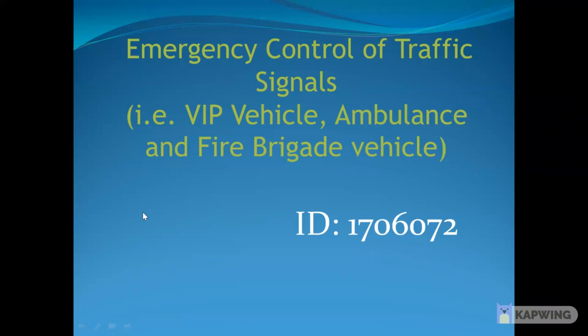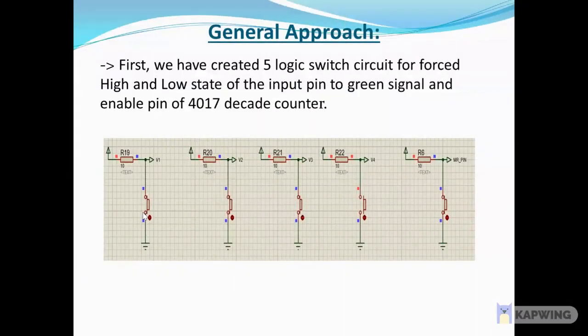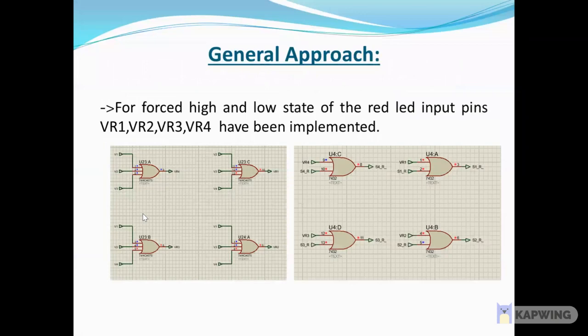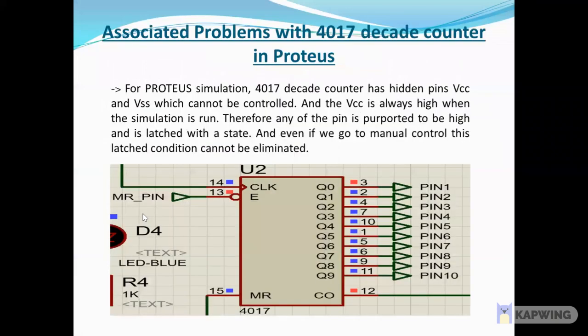Emergency control of traffic signals: VIP vehicle, ambulance, and fire brigade vehicle. First, we have created a 5 logic switch circuit for forced high and low state of the input pin to the green signal and enable pin of the 4017 decade counter. V1, 2, 3, 4 pins are OR-gated respectively with green LED driving pins. For forced high and low state of the red LED input pins, VR1, 2, 3, 4 have been implemented.